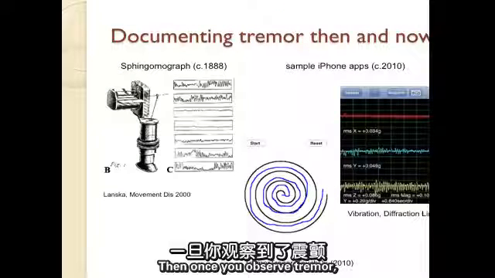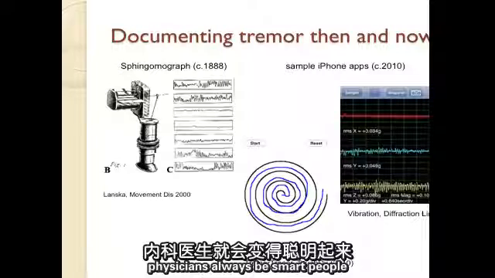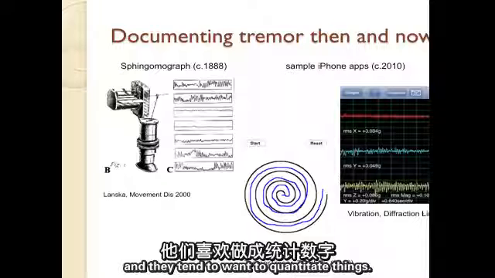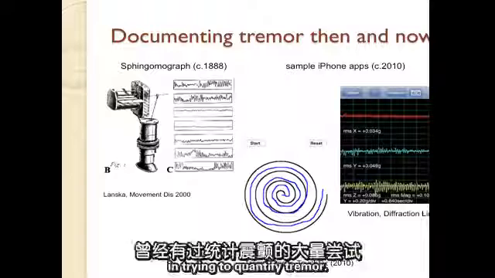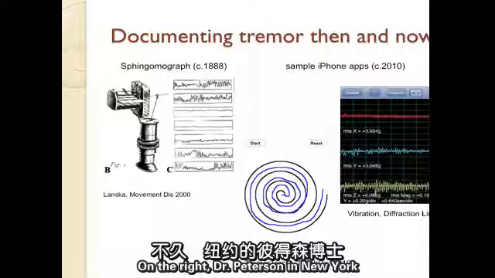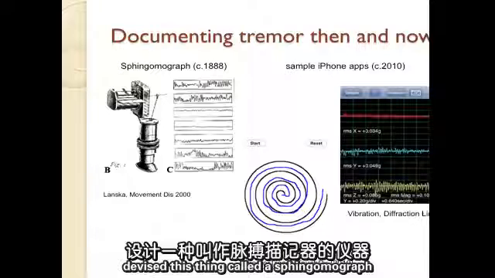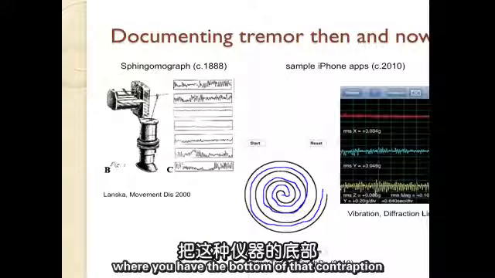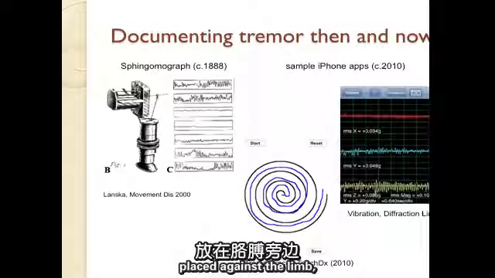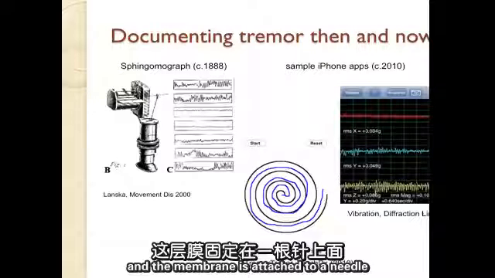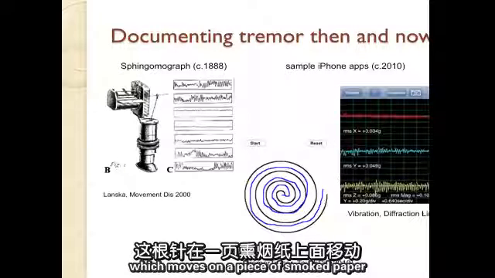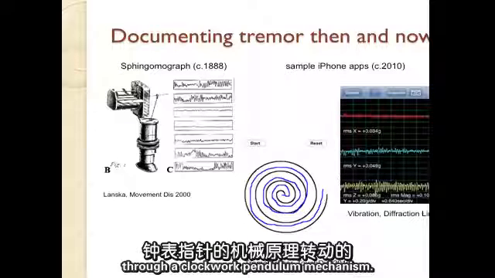So then once you observe tremor, physicians tend to be smart people, and they always want to quantitate things. So there have been attempts throughout the last century in trying to quantify tremor. On the right, Dr. Peterson in New York devised this thing called a sphygmograph, where you have the bottom of that contraption placed against the limb. Pressure is transmitted to a membrane on the top, and the membrane is attached to a needle, which moves on a piece of smoked paper, which is moving along through a clockwork pendulum mechanism.